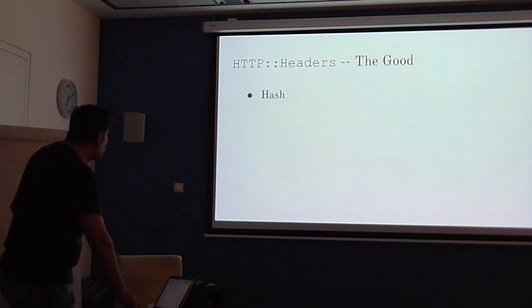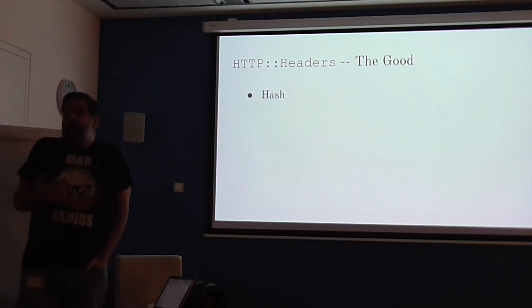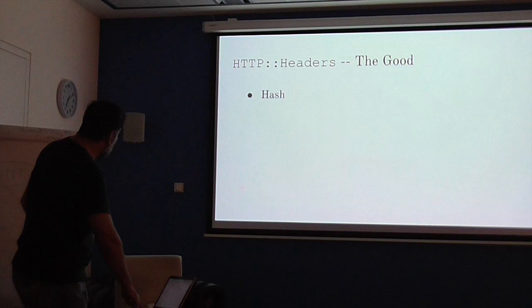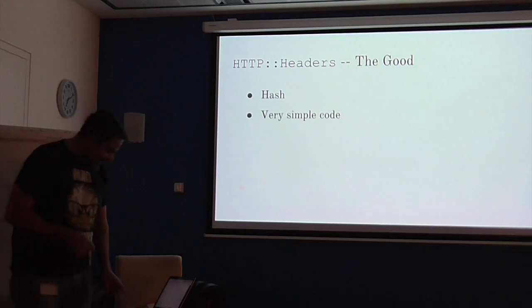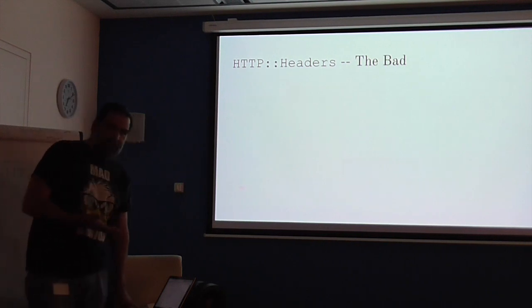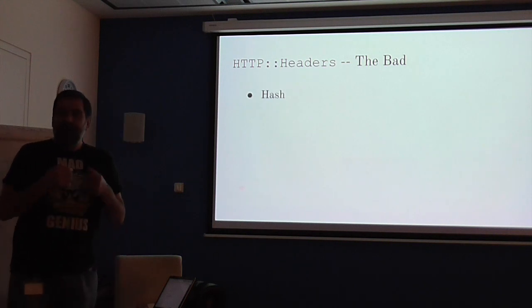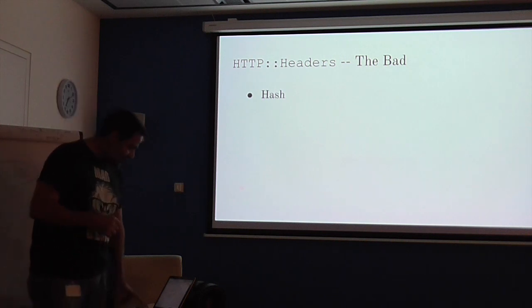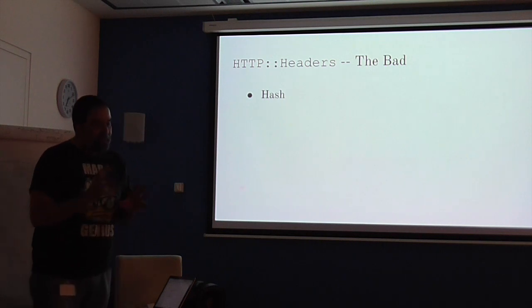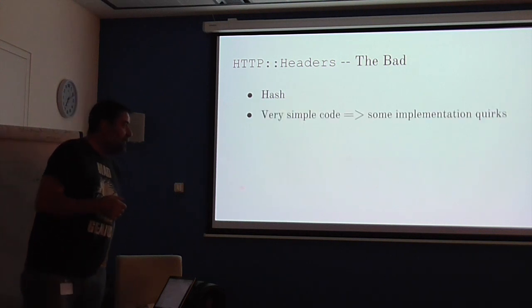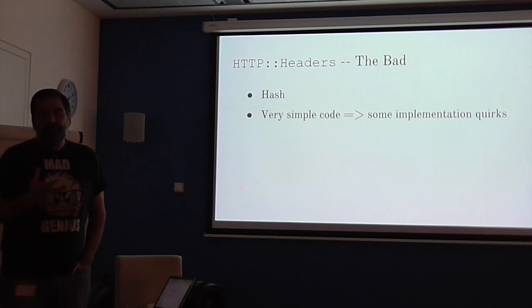So, the good thing is that it uses a hash. So we know hashes work in Perl, and everyone pretty much trusts their life to Perl hashes. And the code is really simple. So those are good things. Now one of the bad things about this class is that it uses a hash. So it's both good and bad, because a hash is kind of not the best way to store all this information. And I'm going to show you a couple of examples later of where you can see the seams in the fabric here. And the very simple code also means that there are some quirks in the implementation.